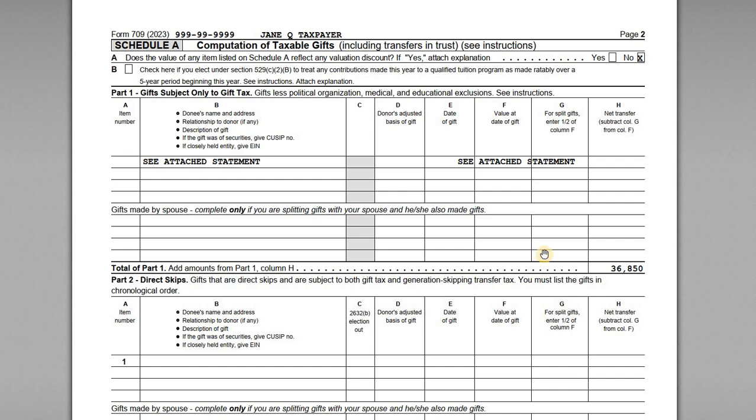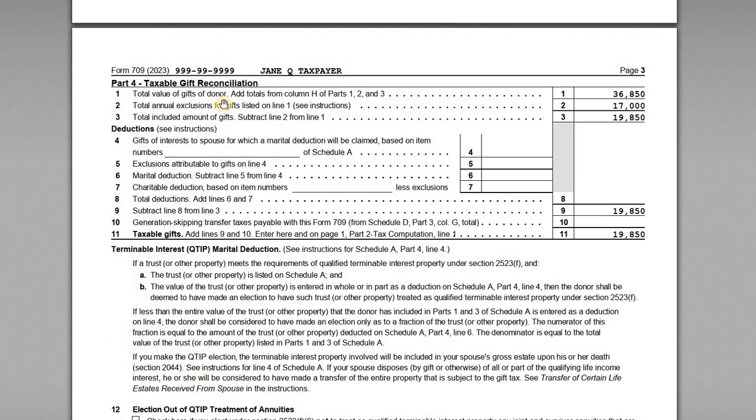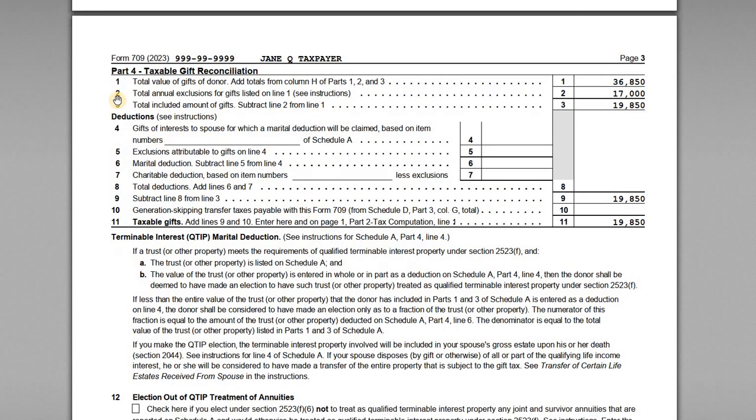Now once Schedule A is completed, we can move on to Part 4 for the taxable gift reconciliation. So on line 1, we start with the total value of all gifts of the donor during the year. So this is all of the amounts in column H from parts 1, 2, and 3. Well, in our case here, we just have amounts in part 1, so $36,850. The total exclusion for the year is $17,000 per donee. So we have just Sarah there for $17,000. It's not per gift, it's per donee for the total for the whole year. So $36,850 minus $17,000 gives us includable gifts of $19,850.